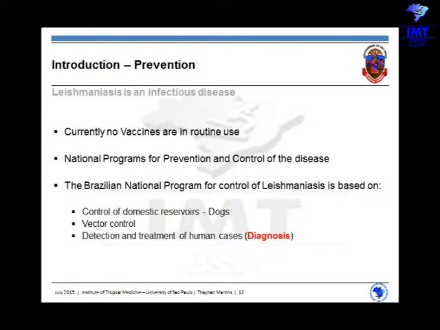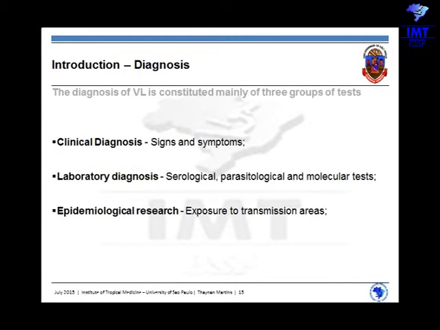Prevention is one of the measures that we are also concerned about, because currently there are no vaccines used routinely. Our national program of prevention and control of the disease is based on three steps: control of the domestic reservoirs, the dogs, because those are the urban reservoirs; controlling the vector; and detection and treatment of human cases. We do not treat the dogs. The procedure is to euthanize, to sacrifice the dog.